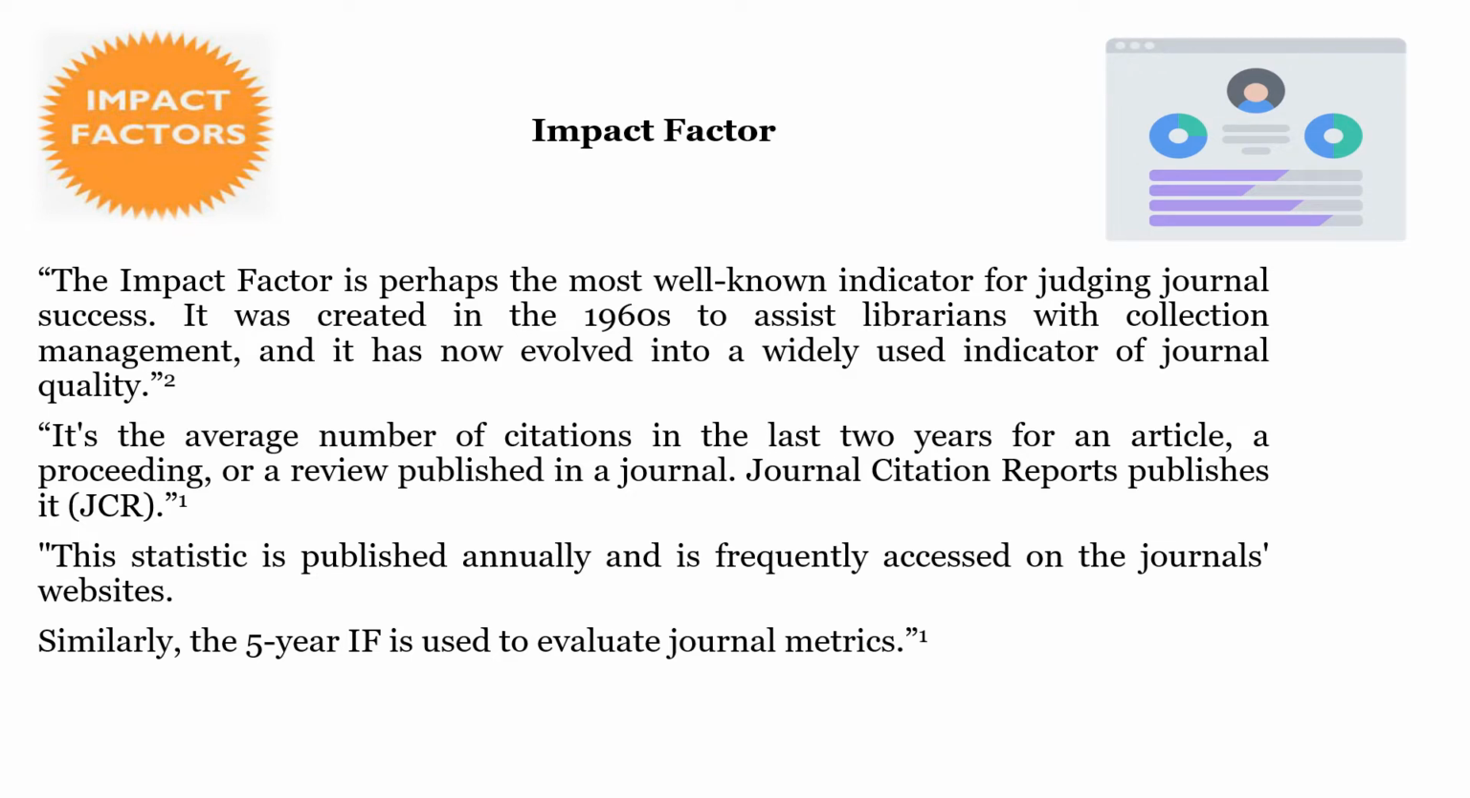It is the average number of citations of an article, a proceeding, or a review published in a journal in the last 2 years. It is published in JCR on an annual basis and can be found on the websites of the journals. Also, journal metrics include the 5-year journal impact factor, and it is useful to find quality research.